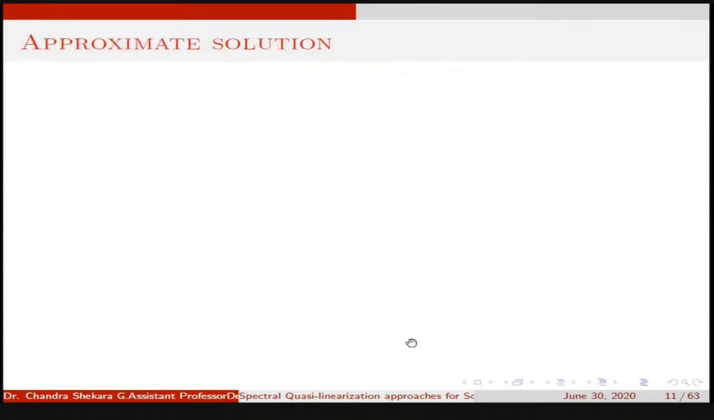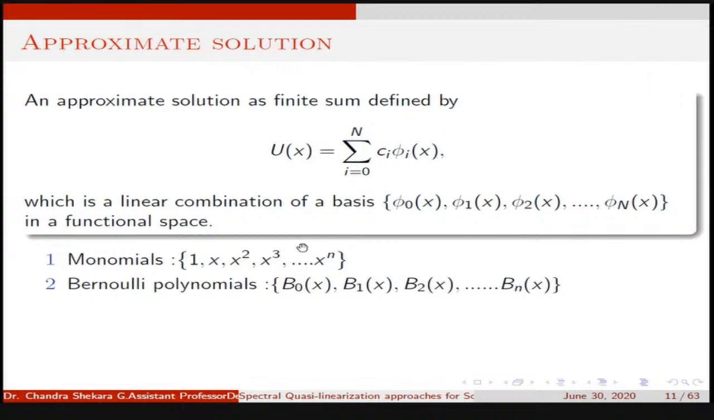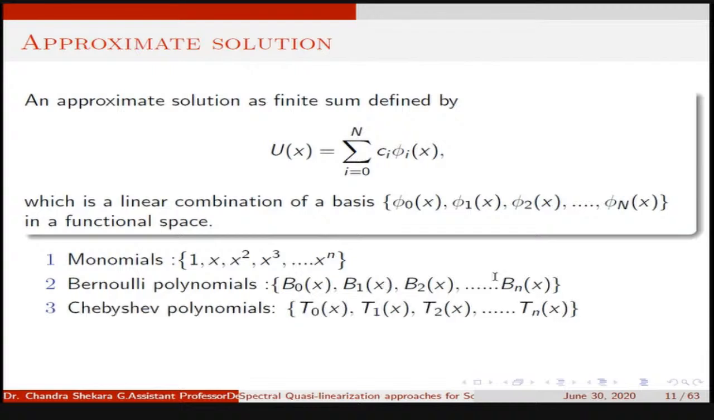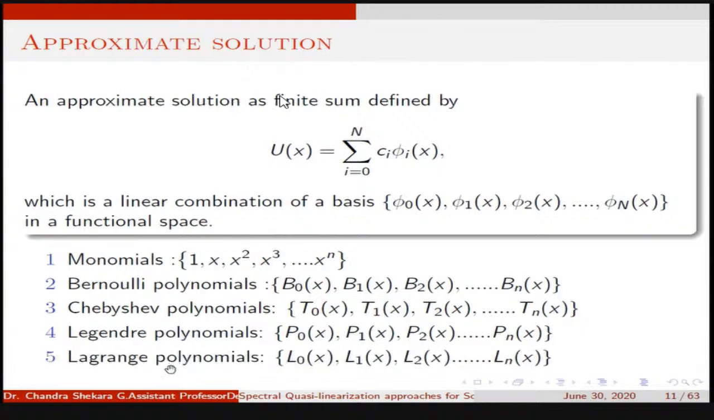So the first step is to approximate the solution. How to approximate the solution is given here. Approximate the solution of this differential equation as a finite sum of some basis functions. So you take u of x as the summation i equal to 0 to n of c i times phi i of x. So it is a linear combination of some basis functions from the functional space. These basis functions you can consider as monomials like 1, x, x square, x cube, and so on. This will be the series solution method. You can take the basis functions as Bernoulli polynomials like B naught of x, B1 of x, and so on. You can also choose the basis functions as Chebyshev polynomials as T naught of x, T1 of x, and so on. You can also choose the basis functions as Legendre polynomials. But I'm going to explain by choosing what are called Lagrange polynomials.